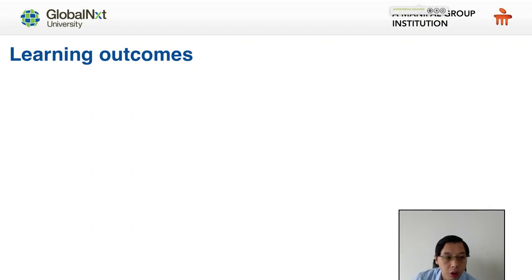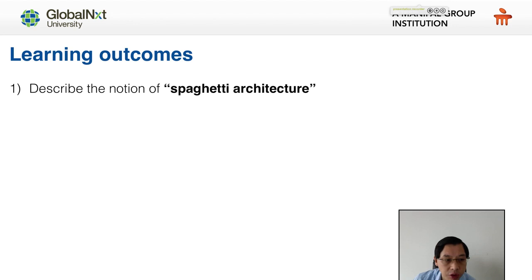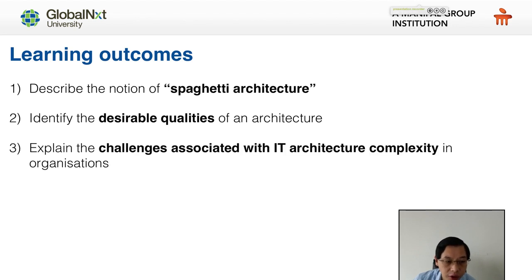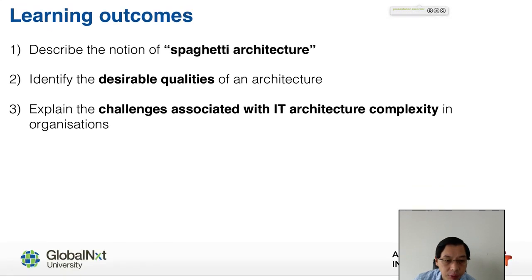Welcome to this topic on IT architecture, and I want to achieve a few learning outcomes from this particular module. Firstly, I want to describe the notion of spaghetti architecture, explain what that is. I'd like to identify the desirable qualities of an architecture, and finally to explain some of the challenges associated with IT architecture complexity in today's organizations.